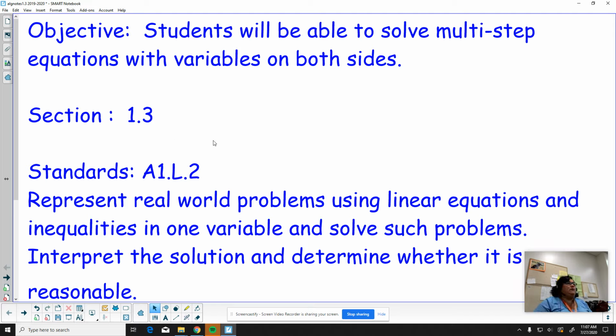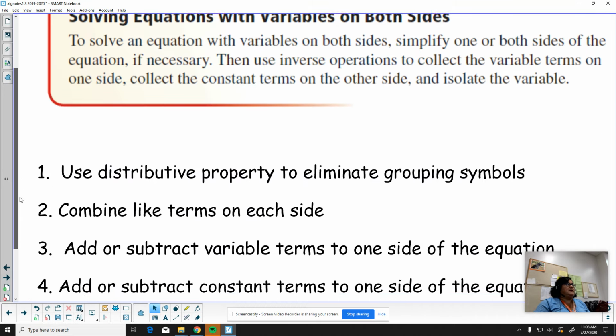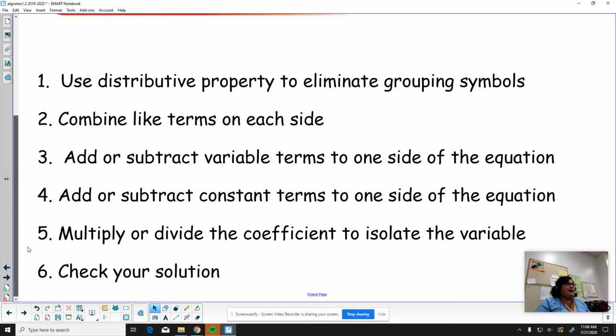We're going to be going over section 1.3, which is solving multi-step equations with variables on both sides. All right, so here are our steps, and we wrote these steps down yesterday when we just solved multi-step equations. We added in, I think, number 3. But the other steps are exactly the same.